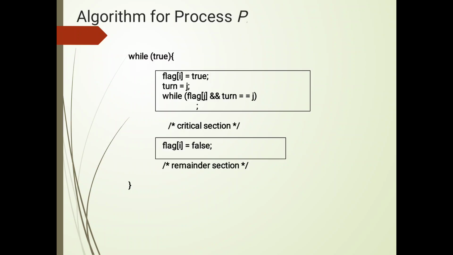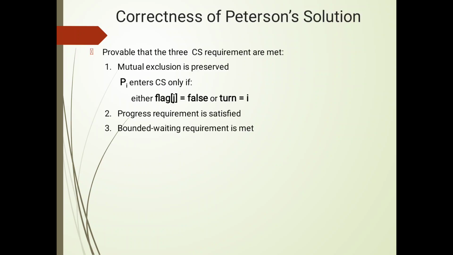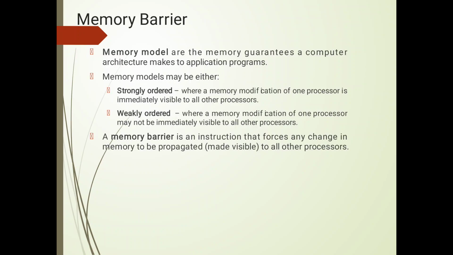So here two variables are set. The turn and the boolean variables are used to correct those situations. The correctness of Peterson's solution is provable, as the 3 critical section requirements are met. Actually, the correctness of the solution has 3 critical section requirements. The first one is mutual exclusion is preserved. The second one is the progress requirement is satisfied. The third one is the bounded waiting requirement is met.